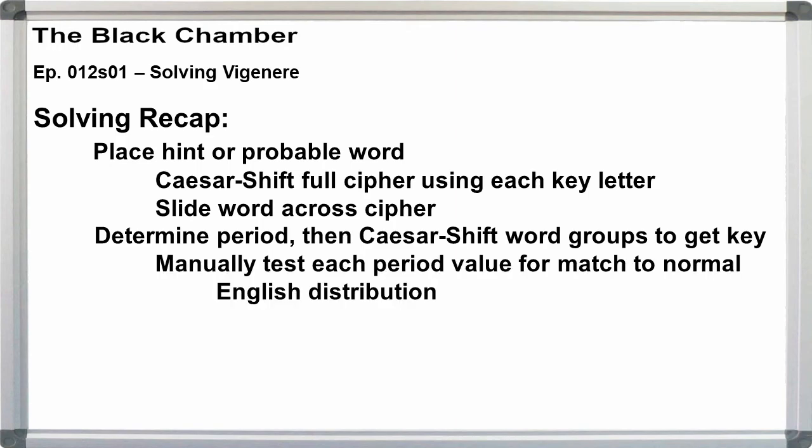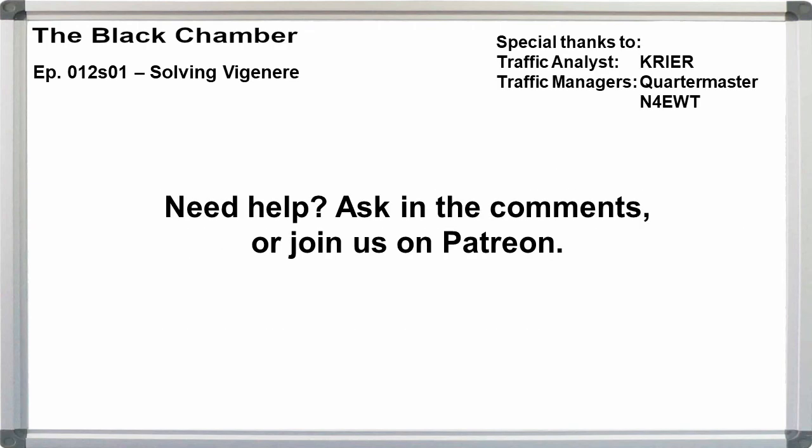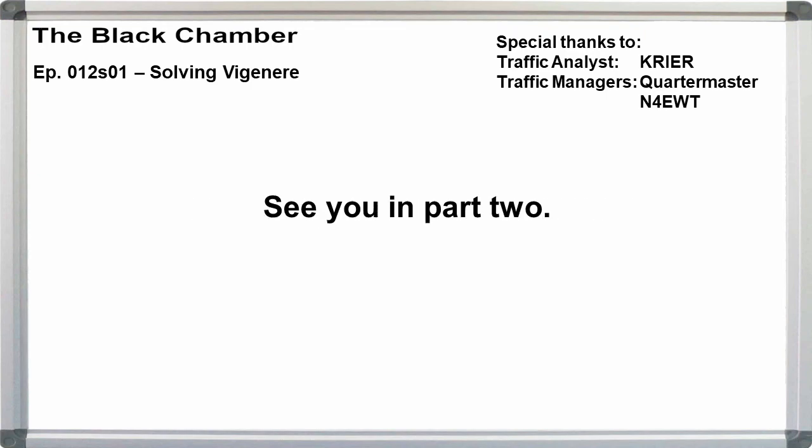We can determine the period by either writing out the cipher in columns or rows and checking one of the groups graphically for whether it fits the normal English distribution. Or we can use the Kasiski test and look for the distances between letter pairs or triplets that appear 2 or more times each. It's that easy. And we're done with part 1. See you in part 2.